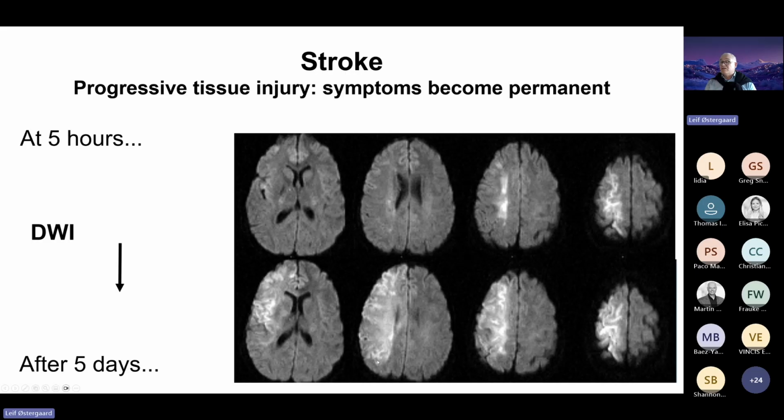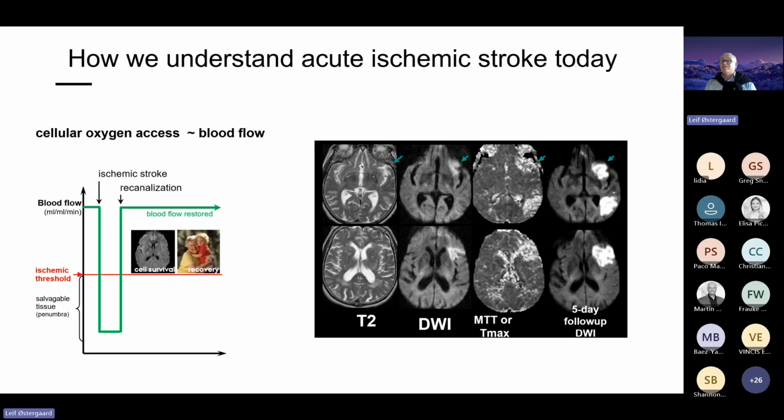tissue injury is enormous. And so, of course, there's a big interest in knowing, is this infarct when the patient comes in, is that the final infarct, or will it grow like it does here? Because then we really want to treat the patient. And this is where perfusion comes in. And I'll talk a little bit about stroke pathophysiology because it becomes important in what we're going to discuss later.